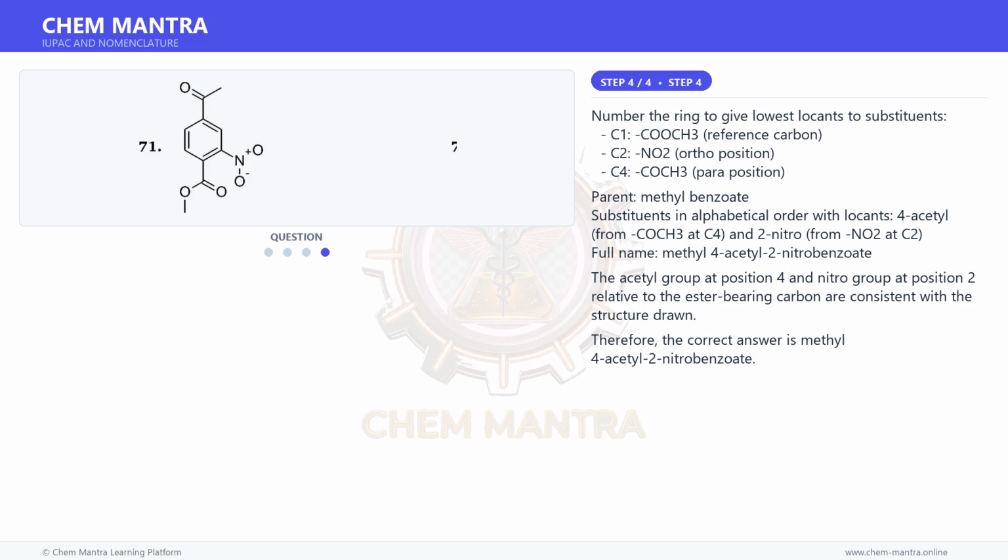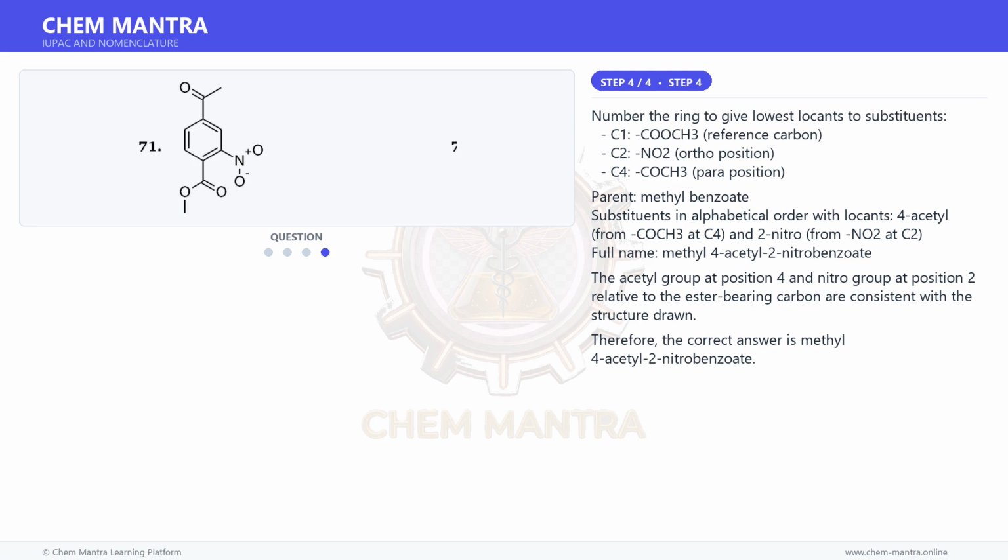C1, CH3, reference carbon. C2, NO2, ortho position. C4, CH3, para position. Parent methyl benzoate. Substituents in alphabetical order with locants: 4-acetyl, from CH3 at C4, and 2-nitro, from NO2 at C2. Full name, methyl 4-acetyl-2-nitrobenzoate.